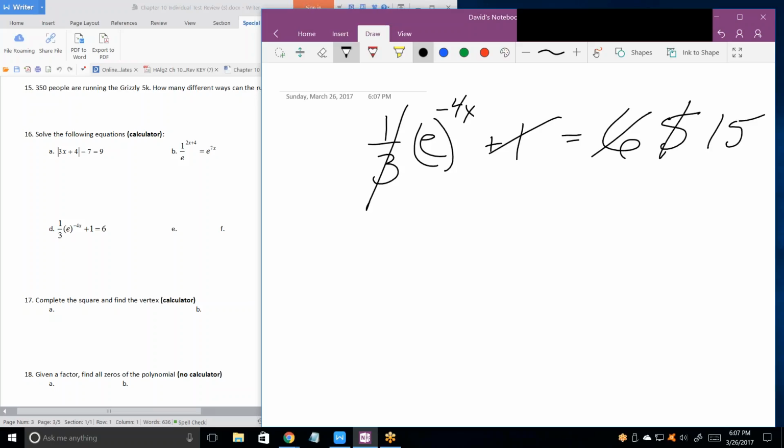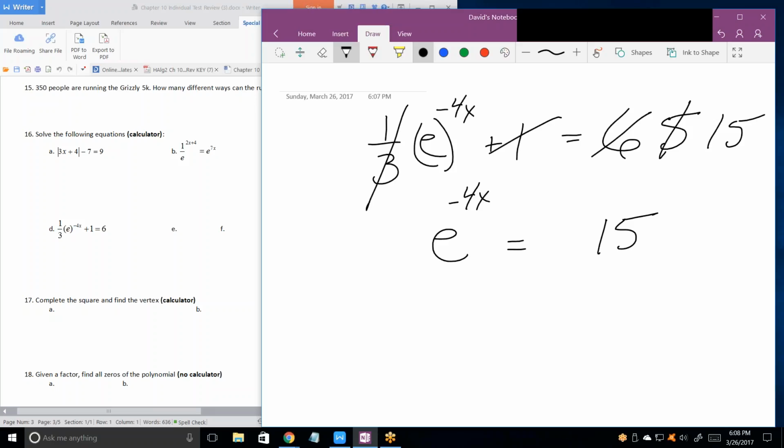And now we have e to the minus 4x equals 15. Now what's the next step? You take the log of both sides. What kind of log? It doesn't matter. Actually, in this case, it does. Most of the, you're right. It really doesn't matter. You'll come up with the right answer regardless.